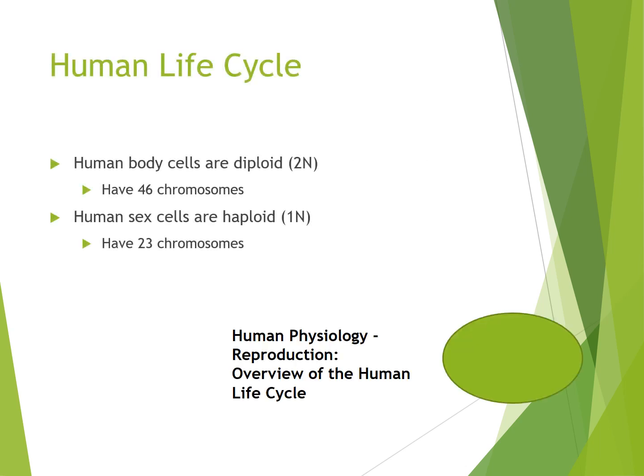Let's look at the human life cycle. Our body cells all contain 2 of each chromosomal pair. This number is referred to as the diploid number. Our diploid number is 46. When sperm and egg cells are formed, the chromosome number is reduced. Human sex cells are haploid, or 1N, and have 23 chromosomes. It's important that this reduction in chromosomes occurred, otherwise our chromosomal number would double every generation.